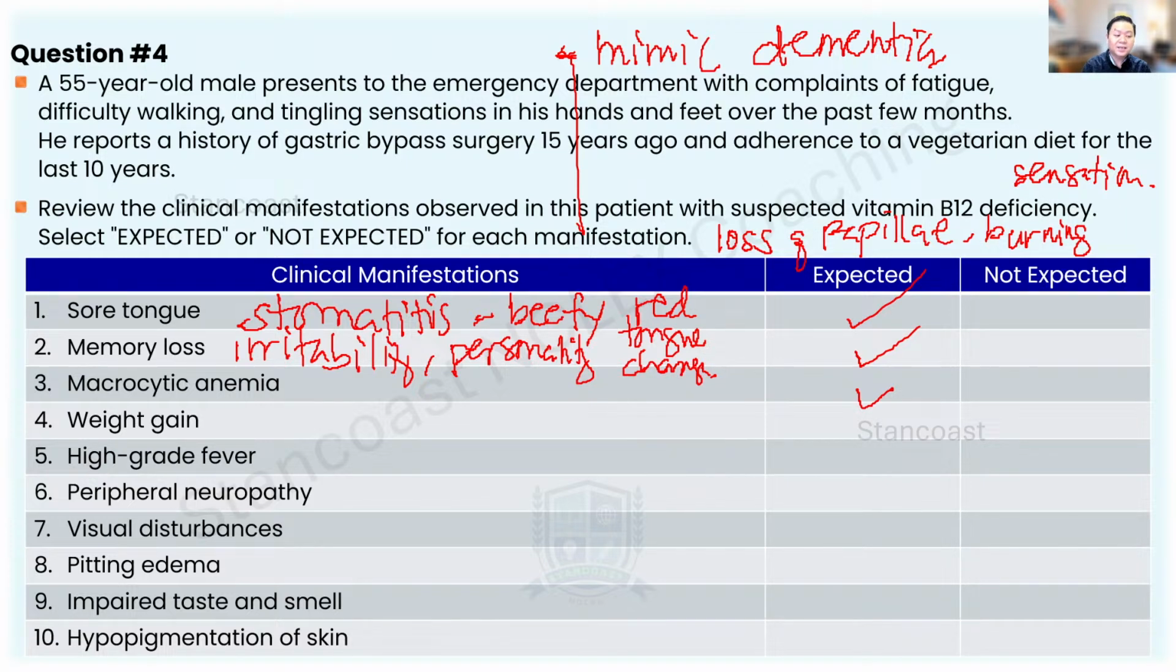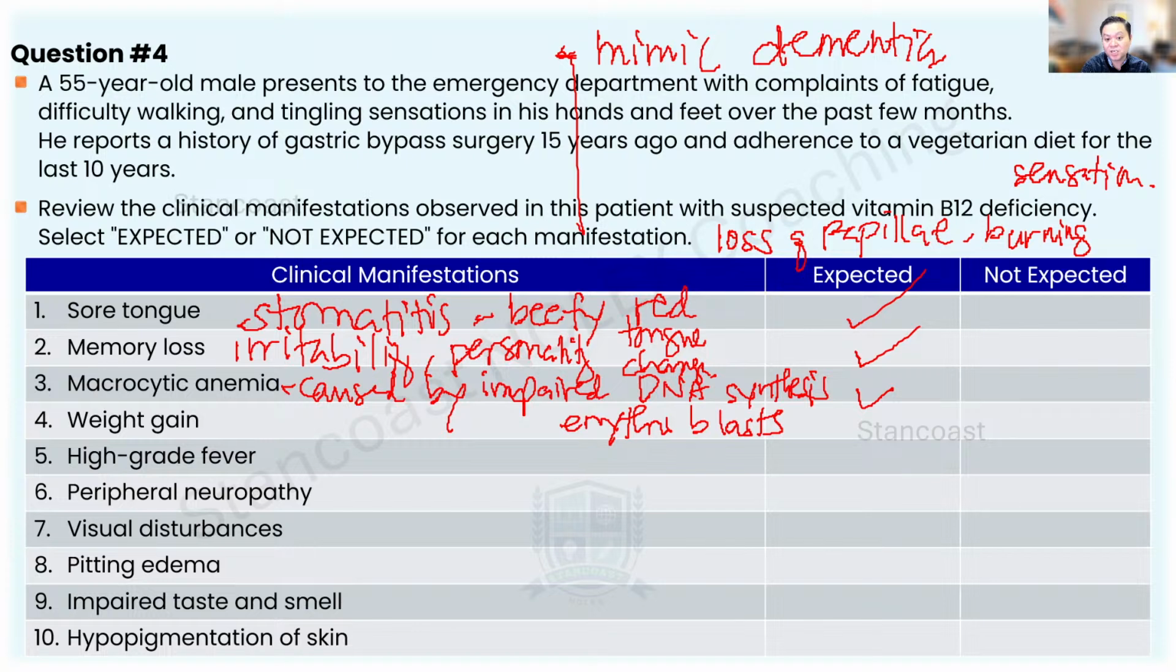Okay? Impaired DNA synthesis in the erythroblast. Okay, so it can lead into a malfunctioning or ineffective red blood cell production.